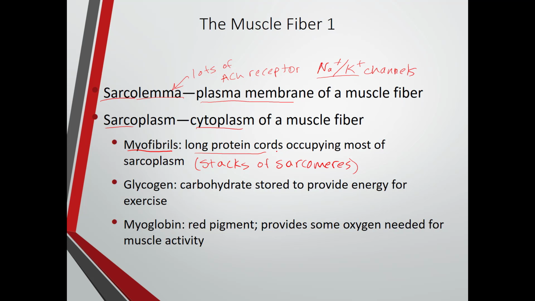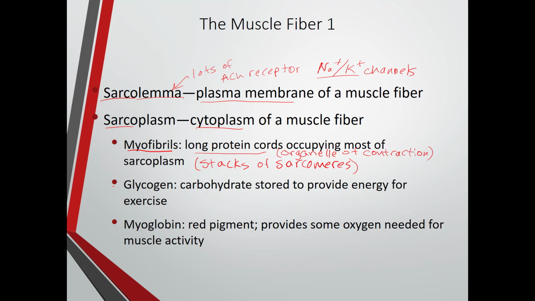And so basically this is the organelle of contraction. Now we don't have any other cell types that have this organelle of contraction, just muscle. So that's going to be a big part of it. It's like big long tubes or cylinders or cables of these protein cords, and that occupies most of the sarcoplasm, which is why the nucleus is pushed out.